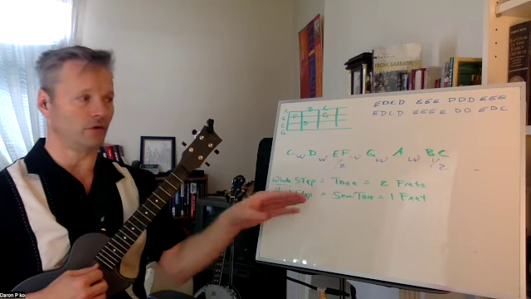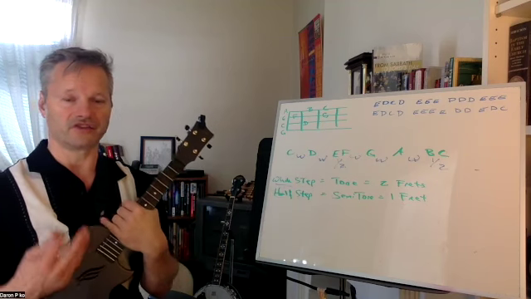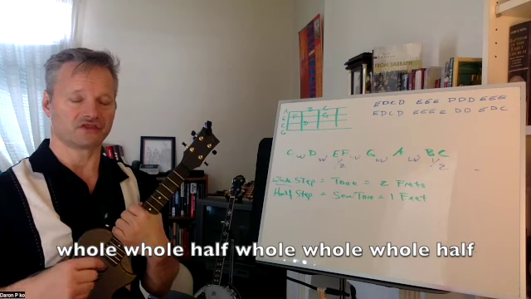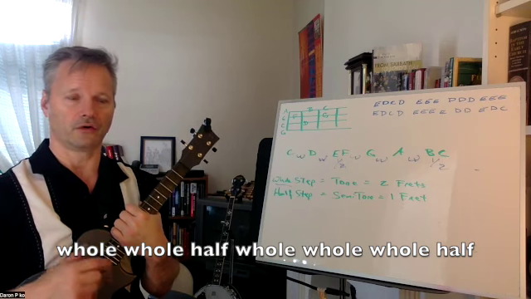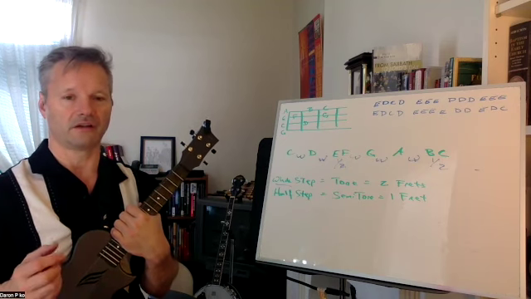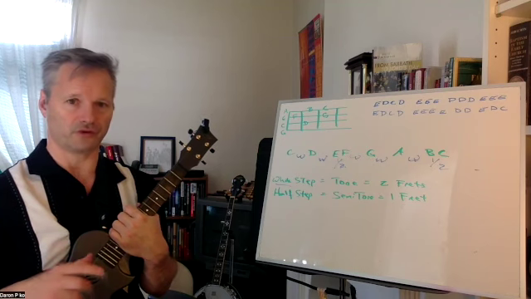Whole, whole, half, whole, whole, whole, half. You can say that over and over again. Say it as though it has a rhythm and a meaning to it. Whole, whole, half, whole, whole, whole, half. 2 wholes and a half, 3 wholes and a half.